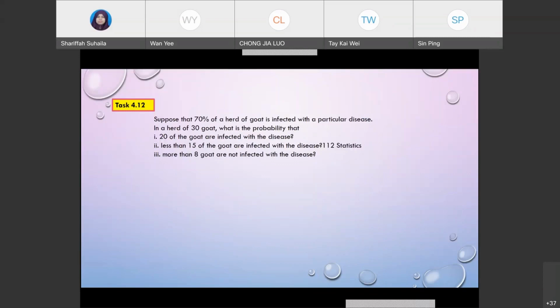Okay, first, write down. X is the number of goats infected with a disease. So X is binomial with pi 0.7. Again, change to Y, with pi 0.3. Okay, what is the probability that 20 of the goats are infected with the disease?